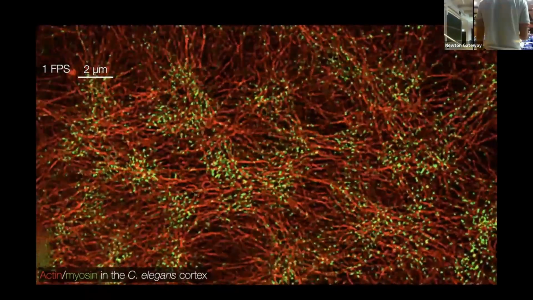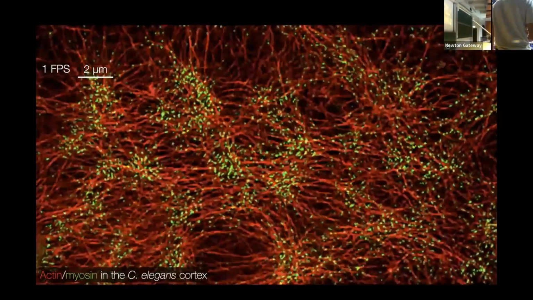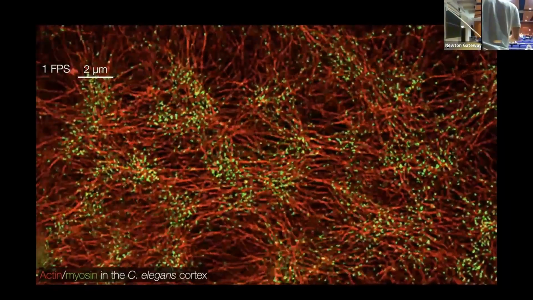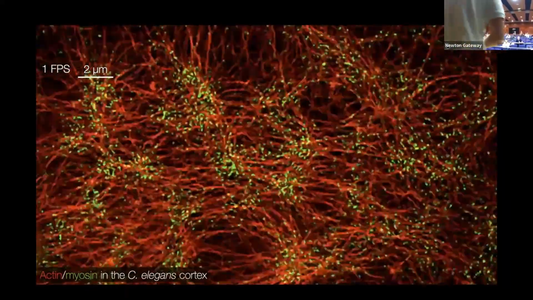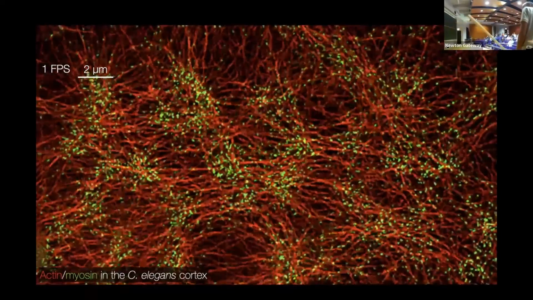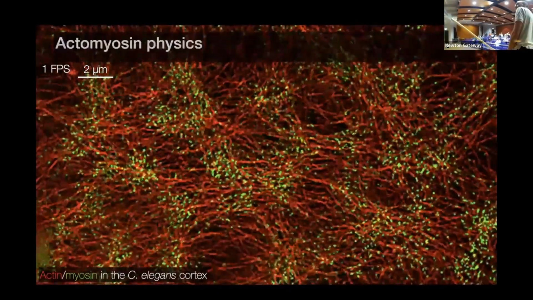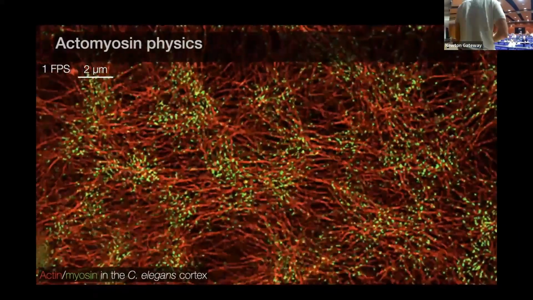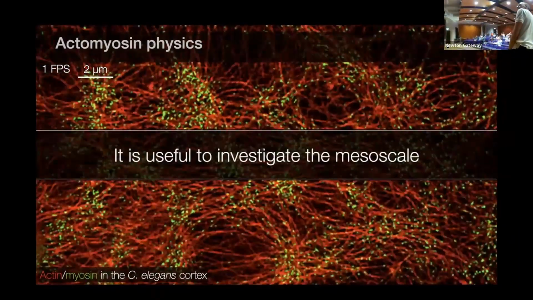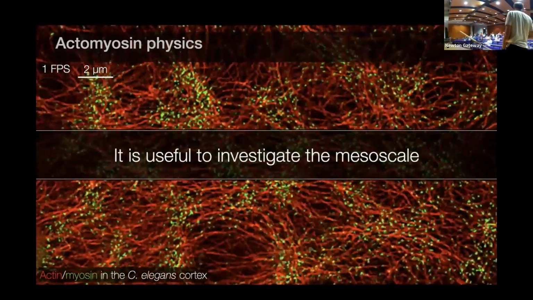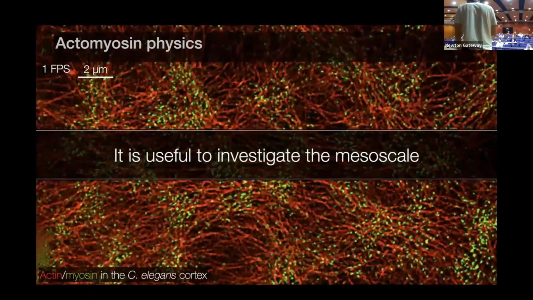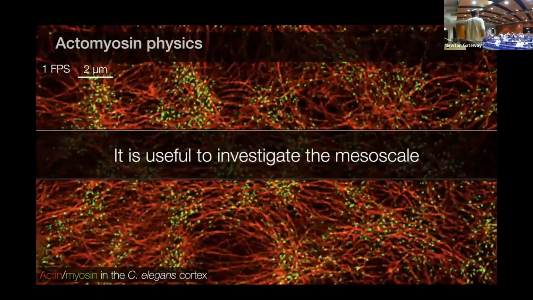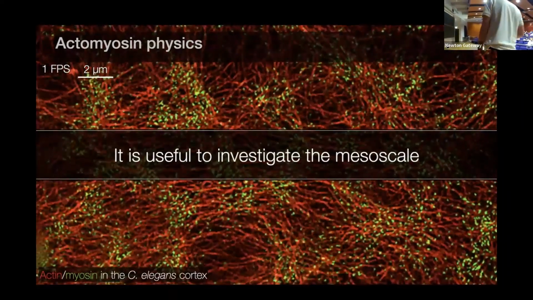So a fair question to ask is, what does this structure really do? Or what type of structure is this? If I zoom out a little bit, and try to think about the mesoscale, this brings us, of course, to force balances, the physics you might call it. And I'm just going to make the point that it is useful to try to understand how this structure reshapes itself at a more coarse-grained level.